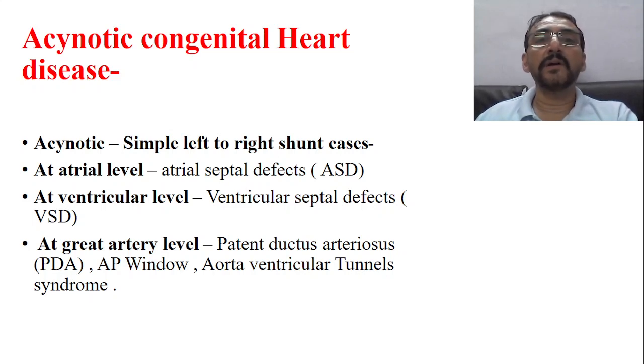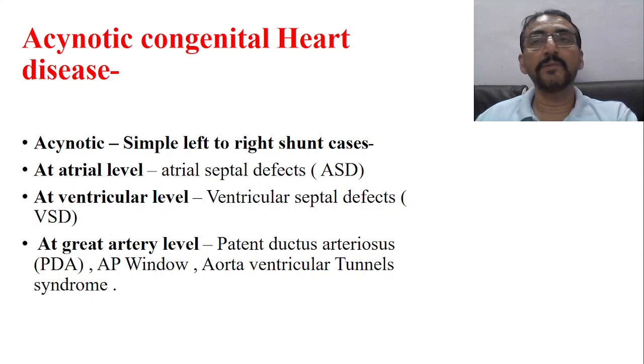Now acyanotic congenital heart disease also includes defects at the atrial level, the right and left atrium. At the atrial level, the most common is ASD. Now, at the ventricular level, we have already seen ventricular septal defects.